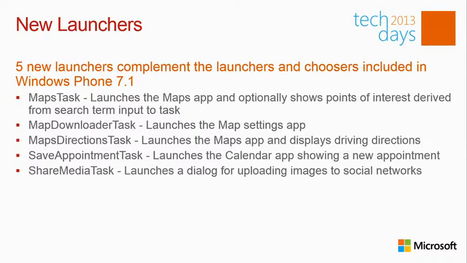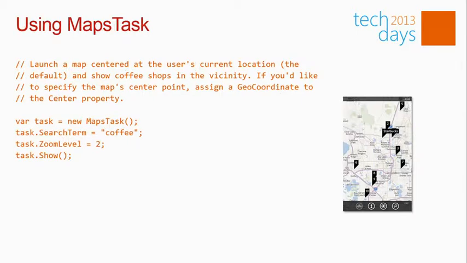You create a Maps task object, tell the phone to launch it, and it launches a Maps task showing all of that. There's also a Maps Directions task if you wanted to provide a UI in your app, providing turn-by-turn directions from one address to another. Instead of writing all the code to do that, making calls out to Bing services to get the turn-by-turn directions, that's all built in. It's 3 or 4 lines of code now. And one of my favorites is the Share Media task, which I'm going to demo for you in just a moment.